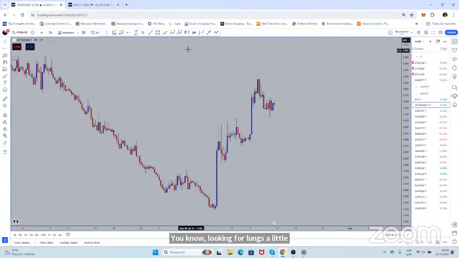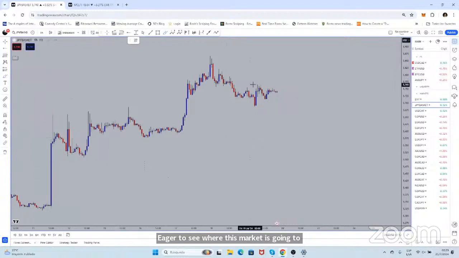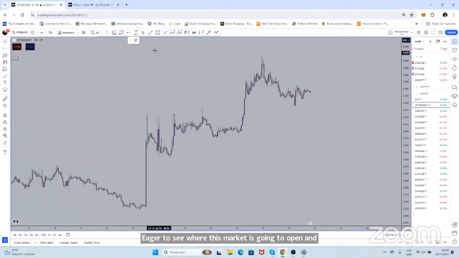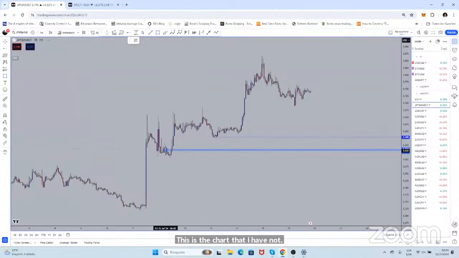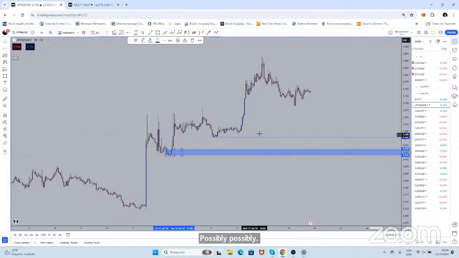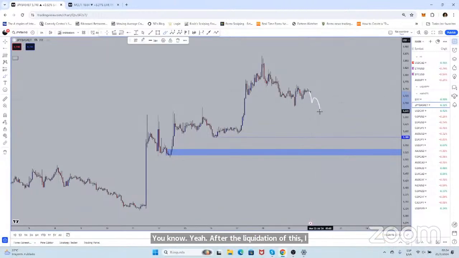But after the close on Friday, I am eager to see where this market is going to open and possibly look for longs. Let's have a look at the 1 hour chart. This is the chart that I have not yet looked at. And, yeah, possibly, somewhere in this vicinity. Yeah, after the liquidation of this, I mean, I have to see what price does, right?